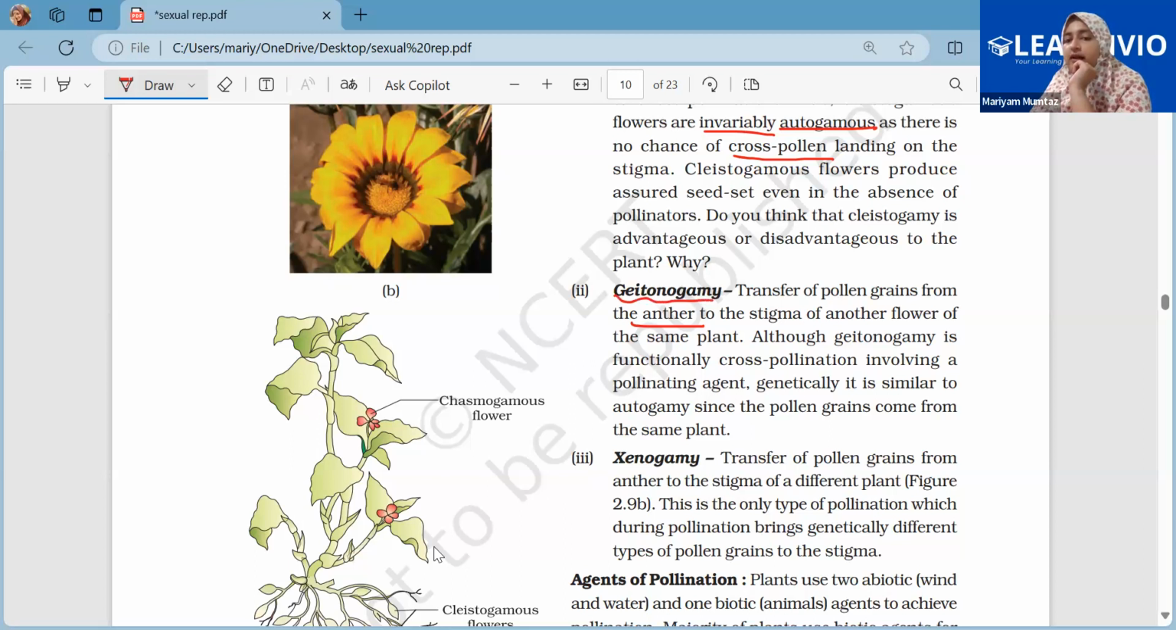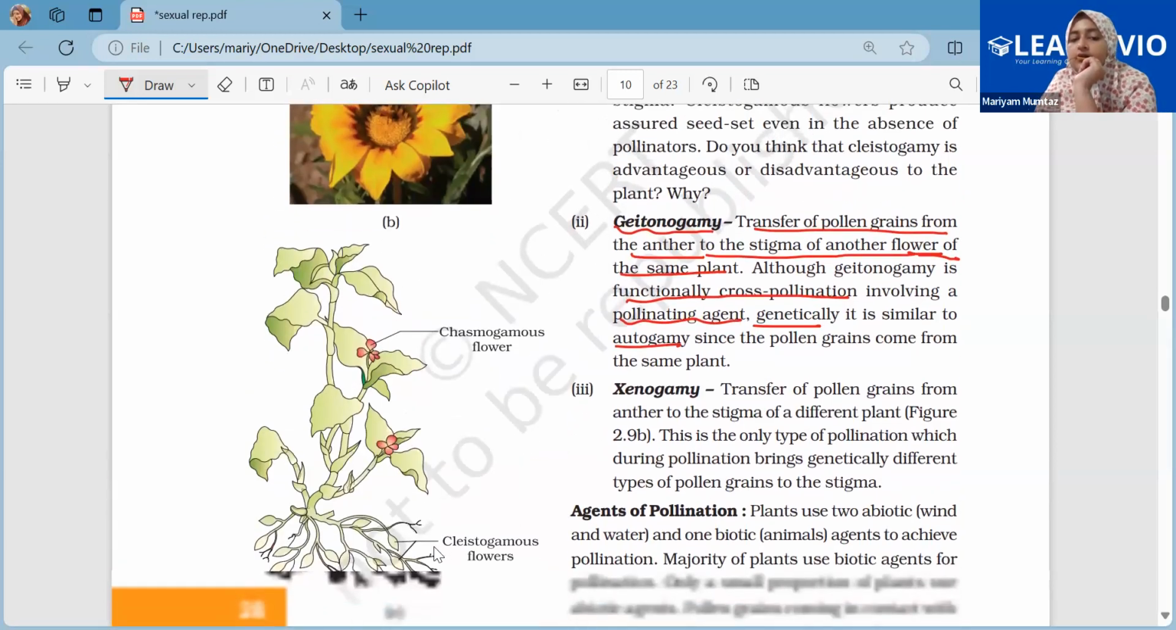Now, talking about geitonogamy. Here there is transfer of pollen grains from the anther to the stigma of another flower of the same plant. Although geitonogamy is functionally cross-pollination, it is genetically similar to autogamy. It will require some pollinating agent to carry the pollen from one flower to another flower, but the plant is the same. So genetically it is autogamy, but functionally it is cross-pollination. Clear? The plant is the same, but the flowers are different.